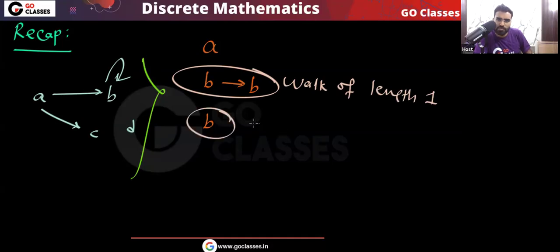But remember, this is a walk of length 0, because length of a walk means the number of edges. Here there is no edge. Here there is no edge. So this is a walk of length 0. And here this is also a walk of length 0.